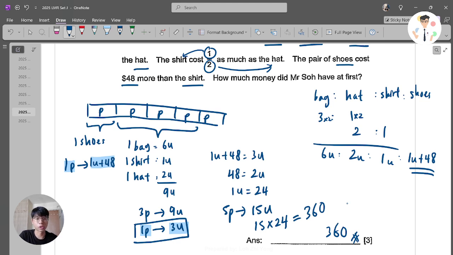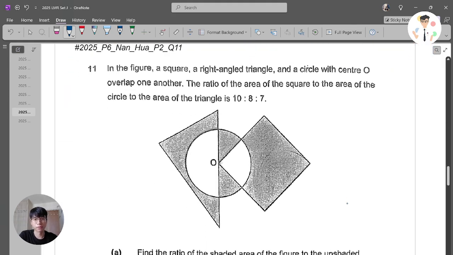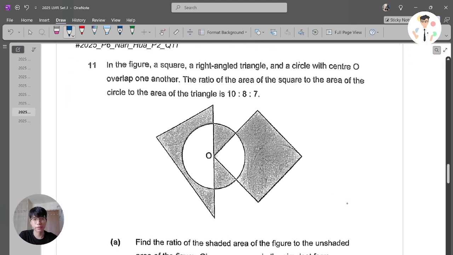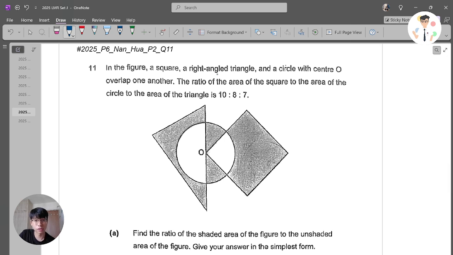Let's move on to our next question, and perhaps this is one of my favorite questions. Now, let's look at this question. In the figure, a square, a right angle triangle, and a circle with center overlap one another. So you can see this is the square. This is the right angle triangle. This is the circle. They overlap one another.